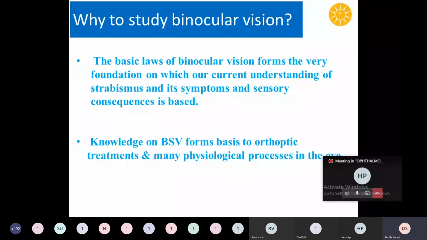The basic laws of binocular vision form the very foundation on which our current understanding of strabismus and its symptoms and sensory consequences is based. That is the reason why you are supposed to know a few words about binocular single vision. Knowledge of binocular single vision forms the basis for orthoptic treatments, which I'll tell you later. When you come to the treatment of strabismus, you have a treatment by the name orthoptic treatment, and BSV forms the very basis for these orthoptic treatments and many physiological processes that are present in the eye.